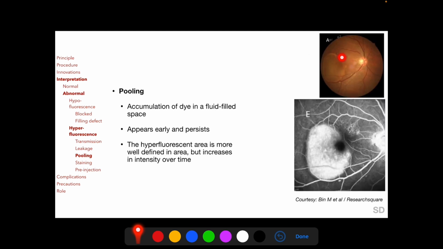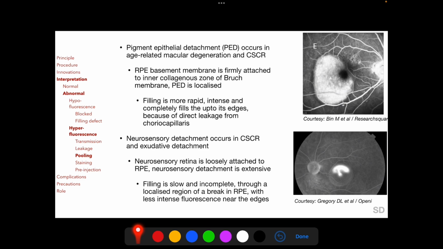So this figure shows a pigment epithelial detachment, and in the fluorescein angiogram we see a very well defined zone of intense hyperfluorescence. The area of the hyperfluorescence does not change from the early to the late phase of the angiogram, but the intensity increases throughout the angiogram. We should be able to differentiate pooling in pigment epithelial detachment from leakage in neurosensory detachment, and both of these may occur in CSCR or central serous chorioretinopathy.